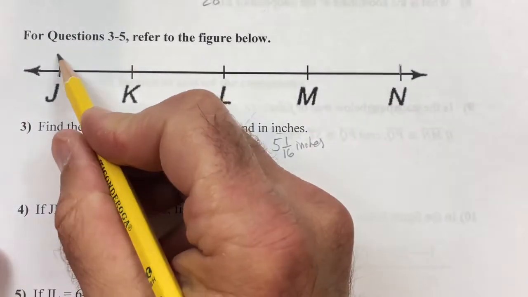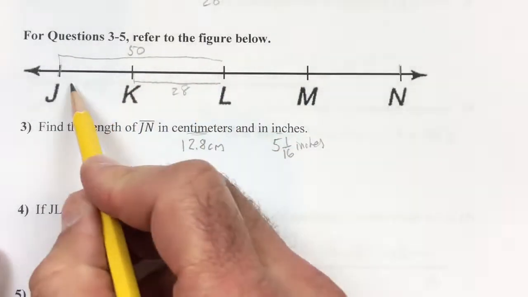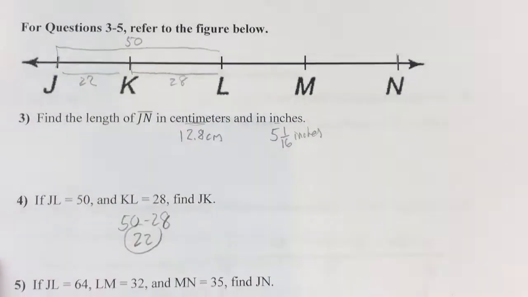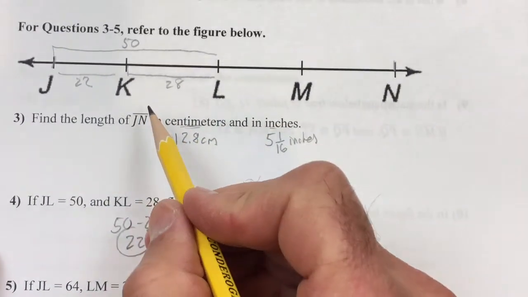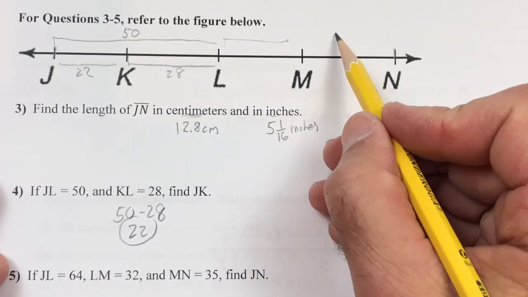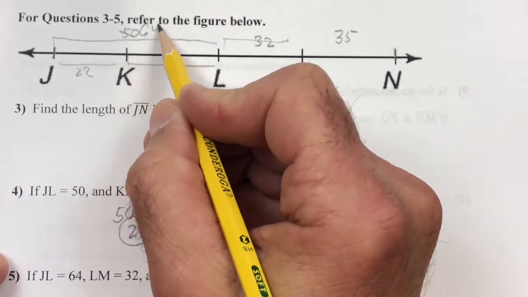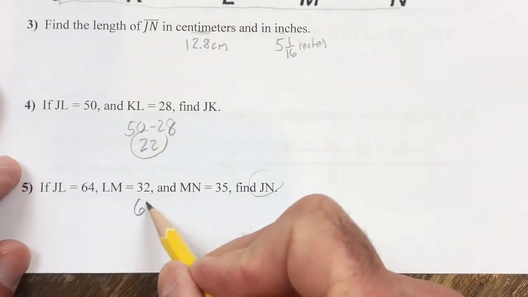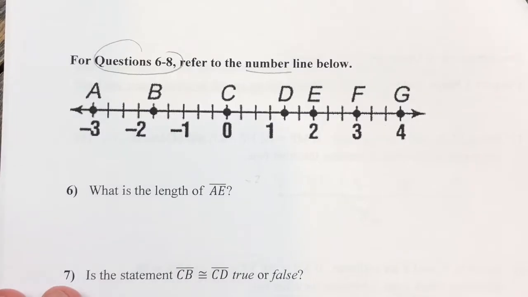For number 4, I'm just going to label the number line. From J to L is 50. From K to L is 28. So to find J to K, I have to subtract 50 and 28. And I find out it's 22 units. Same with number 5. So J to L this time is 64. L to M is 32, so I'm going to label 32 from L to M. And from M to N is 35. So I label those, cross out the 50 from the other problem. And notice J to N includes all 3 of those pieces. So I just add those 3 up with a result of 131 units.